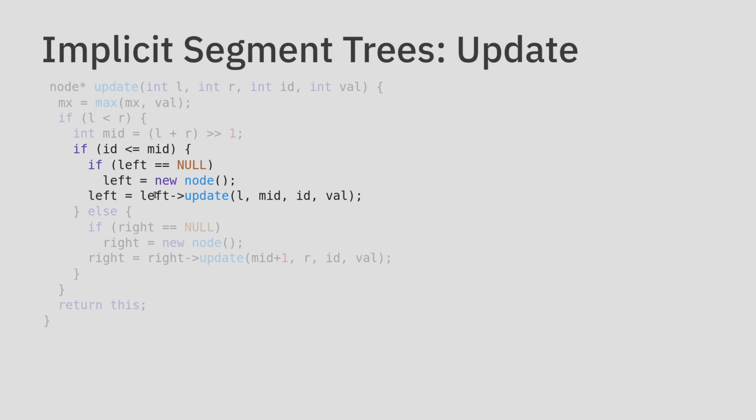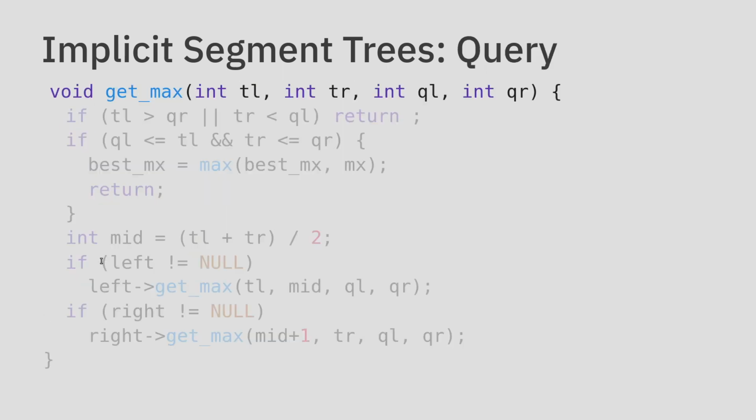So we need to update the left node. The left node will store the maximum from L to mid, and the right node will store the maximum from mid + 1 to R, and we need to update the index id with value. And finally we return this node pointer, so that these updates happen. So this is how the update function works.